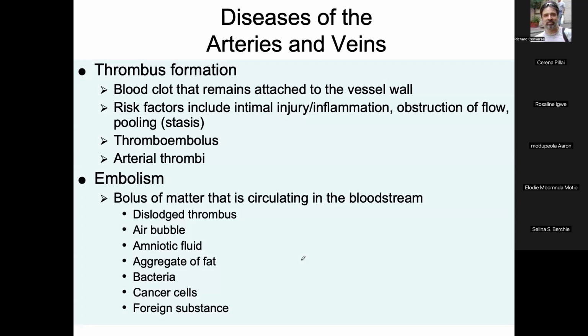An embolism is just a bolus of matter circulating in the bloodstream. It becomes a thrombus when it's stationary, when it's blocking flow. It can be an air bubble, it can be amniotic fluid, aggregates of fat, bacteria, cancer cells, foreign substance. Doesn't really matter what it is. It can even be a blood clot. Okay. As long as it's bigger than the opening it's trying to get through, it can graduate from an embolism to a thrombus, right?